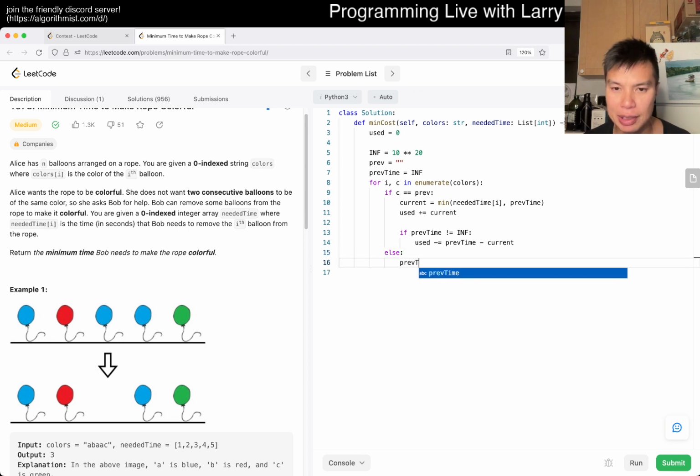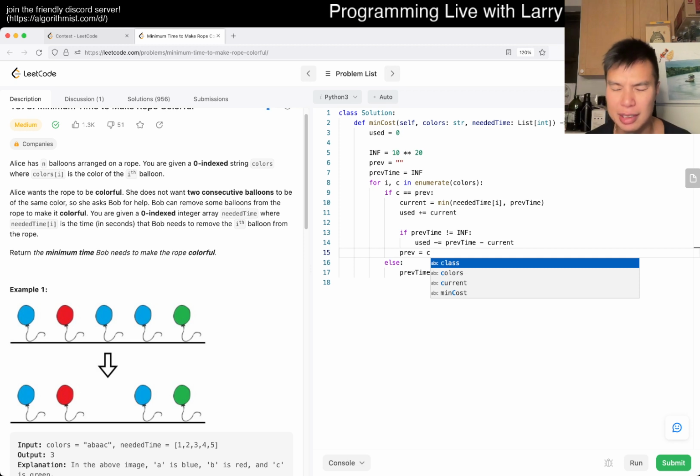Then we set previous time equal to infinity again. We have to update prev is equal to c. I guess in this case they're the same, so we don't have to update. But here we do. I guess we just update them both. Why not? Keep it simple, stupid.